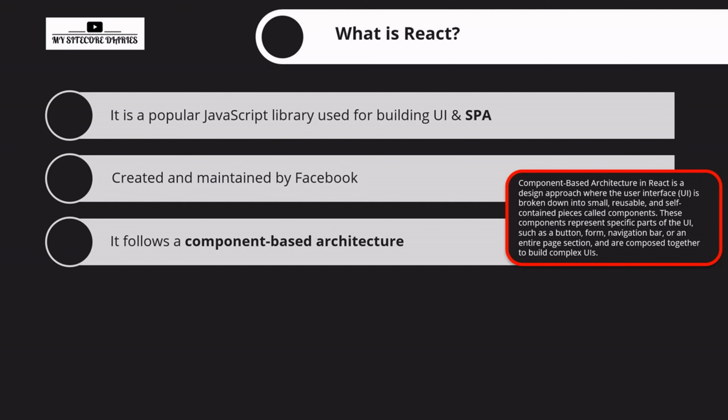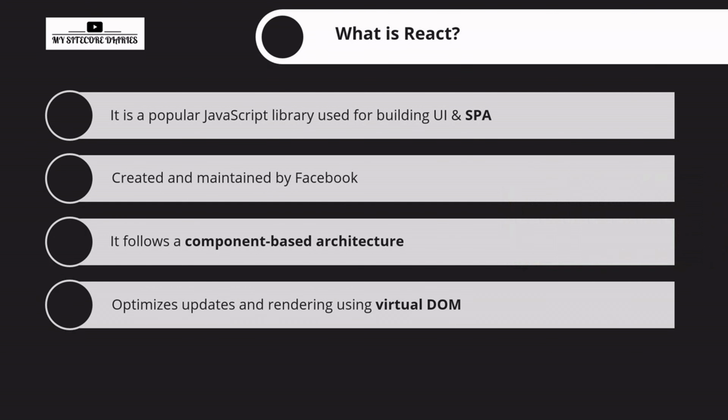So component based architecture is basically an approach where you break down your page into small reusable components. These components represent specific parts of the UI such as buttons, forms, a navigation bar, or an entire page section, and are composed together to build complex UIs. It's the same concept we use in Sitecore. So it's a component based architecture. So React follows the component based architecture.